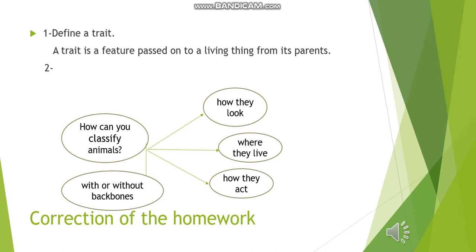Let's correct the questions. Question number 1, define a trait. You should write, a trait is a feature passed on to a living thing from its parents. Question number 2, how can you classify animals? You're going to write how they look, where they live, how they act, with or without backbones.